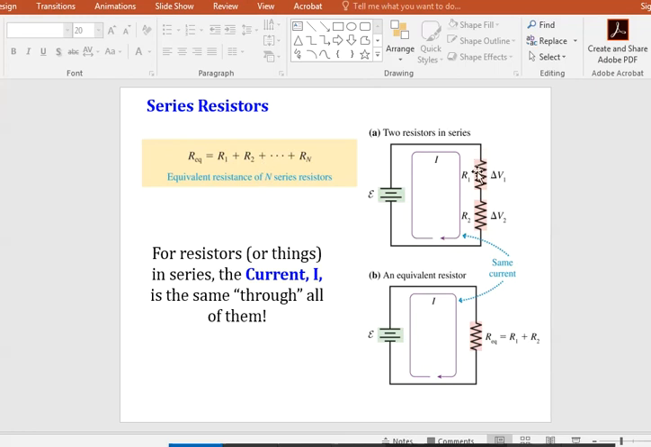If two resistors are in series with each other, you just add them up directly. So for example, if this resistance is 10 ohms and this one is 5 ohms, then together they make 15 ohms. If you have a bunch of them in series, you just add them all up directly. That's pretty straightforward.